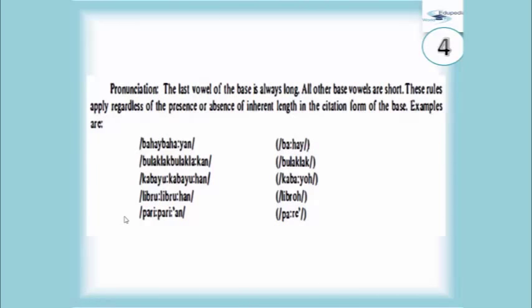Pronunciation. The last vowel of the base is always long. All other base vowels are short. These rules apply regardless of the presence or absence of inherent length in the citation form of the base. For example, bahay-bahayan, bulaklak-bulaklakan, kabayo-kabayuhan, libro-libruhan. Bahay, bulaklak, kabayo, libro.